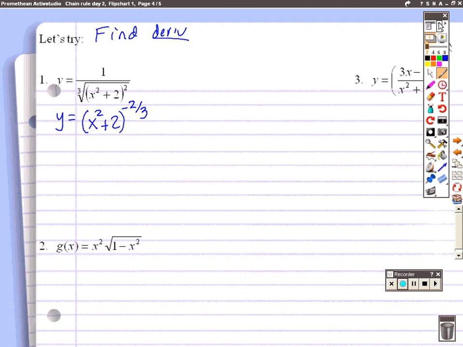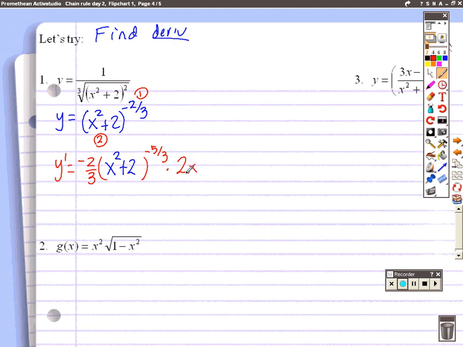So we're going to identify inside and outside. My outside is the power, my inside is x squared plus 1. According to the chain rule, we're going to take the derivative of the outside. So we're going to do the power rule. Negative 2/3 of a quantity, decrease the power by 1 to the negative 5/3. And again, remember what we talked about. The inside just comes along as a part of that expression. And then, step number 2, we multiply by the derivative of the inside, which in this case is just 2x.